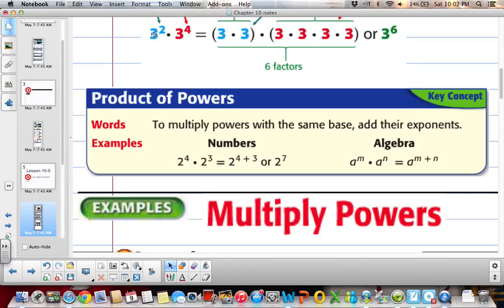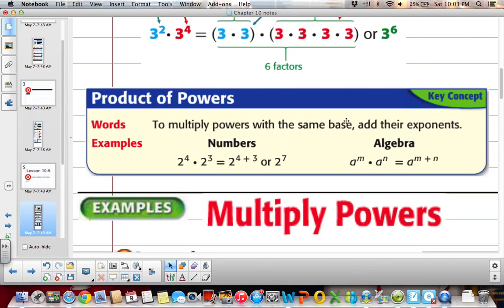So remember, they need to have the same base in order for you to add their exponents together to get our new product. So an example, 2 to the 4th times 2 to the 3rd, has the same base, 2, so it is 2 to the 4 plus 3, or 2 to the 7th. Same as a to the m times a to the n, we would get a to the m plus n. We add m and n together because a is our base.